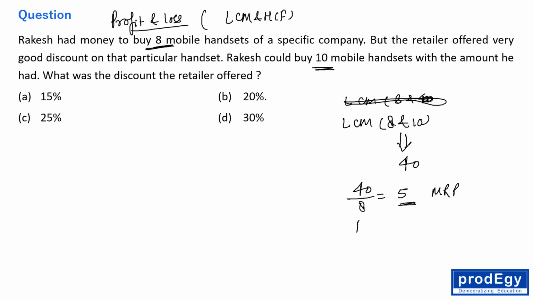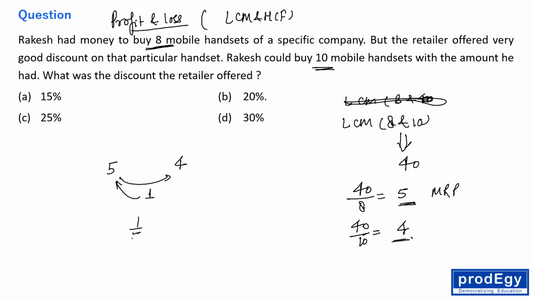But after the discount he could buy 10 handsets. Then after the discount he could buy each for 4 rupees, right? So earlier the price was 5 rupees and after the discount the price was 4 rupees. So what is the discount he got? He got 1 rupee out of 5 rupees, right?